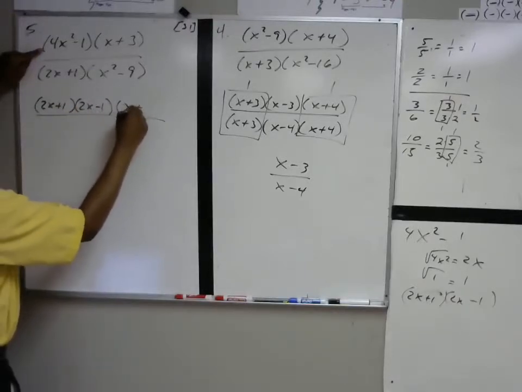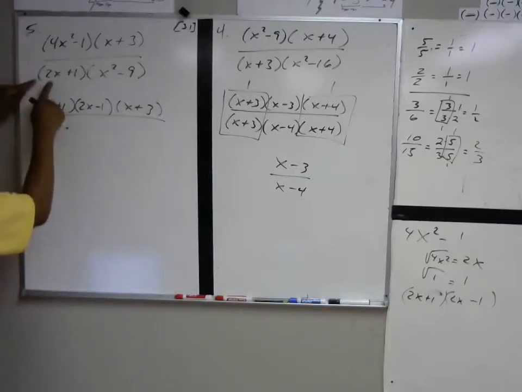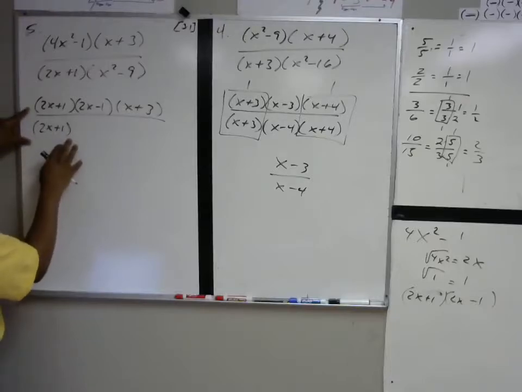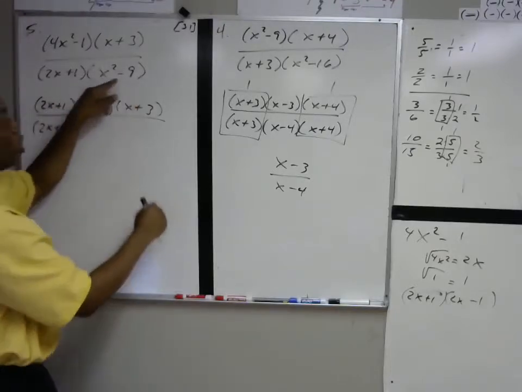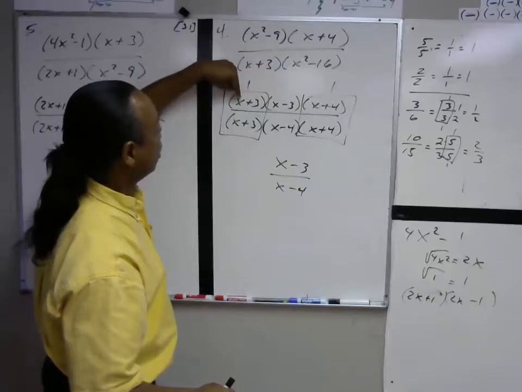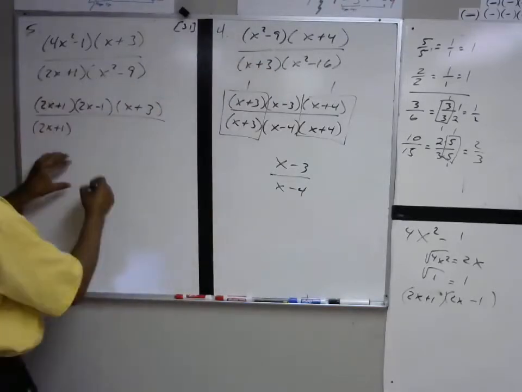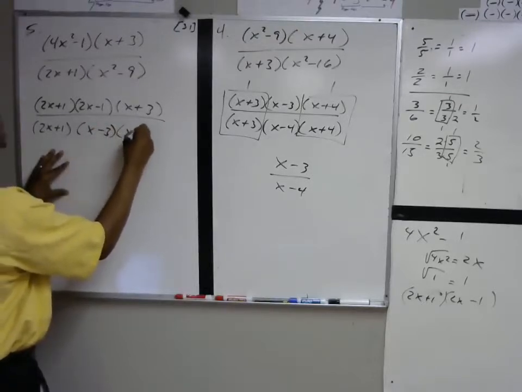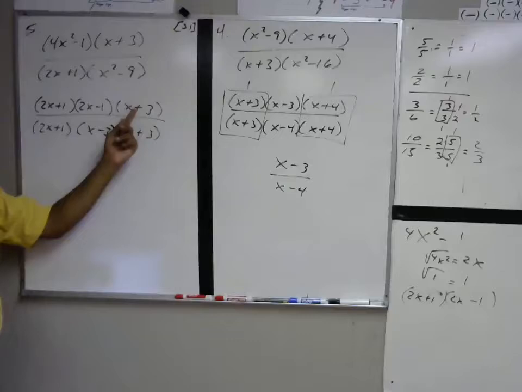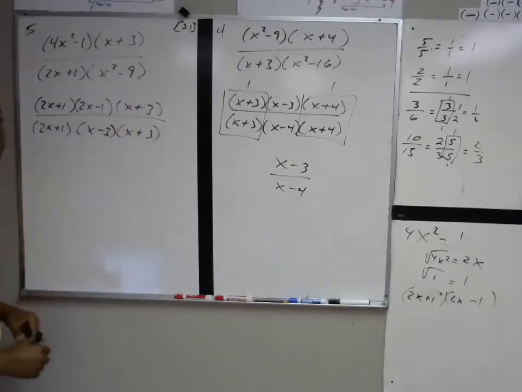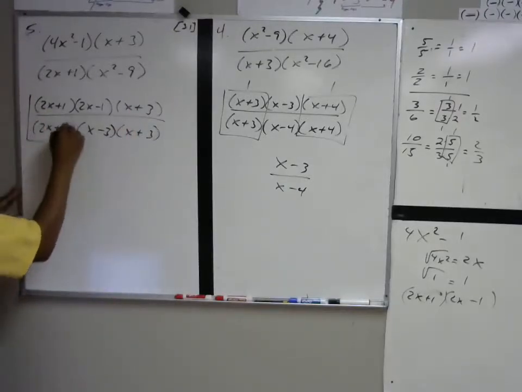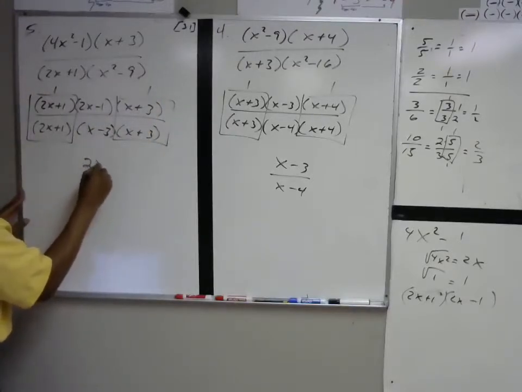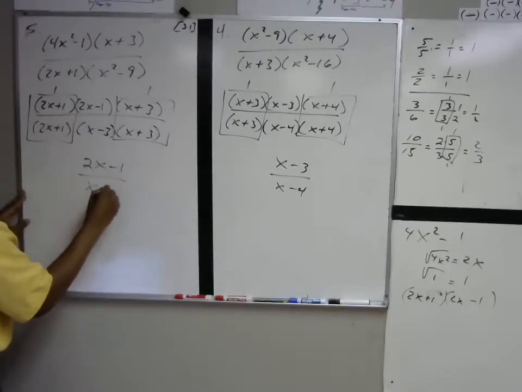And then we put the x plus 3 here. This is 2x plus 1. I'm going to continue to put this here underneath. And the x squared minus 9, we saw that x squared minus 9 becomes x plus 3, x minus 3. So I'm going to put x minus 3 first and then x plus 3 second. So I want these to be right up under each other. Okay, this is equivalent to 1. These two are equivalent to 1. So what's left is our 2x minus 1 all over x minus 3.